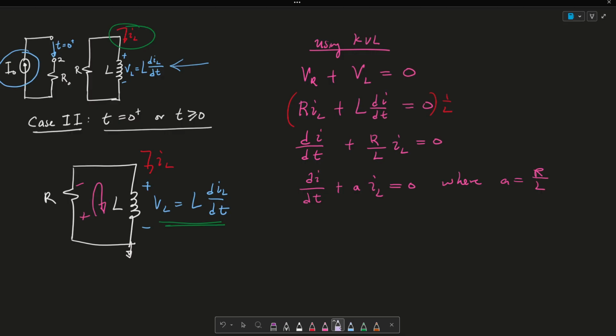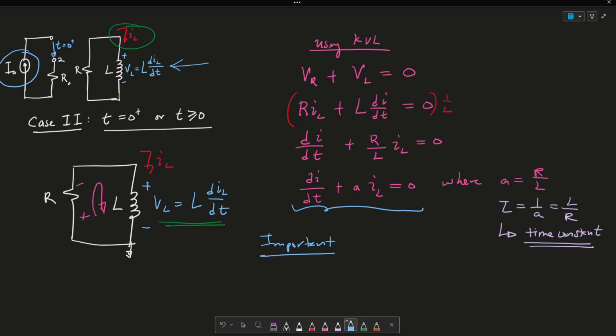And I'm also going to label another parameter called tau, and I'm going to call this 1 over A, and let me call this L over R. And this tau is what's considered to be my time constant. Okay, and it's a very important parameter within the RL source-free circuit. So something important to note is this equation.